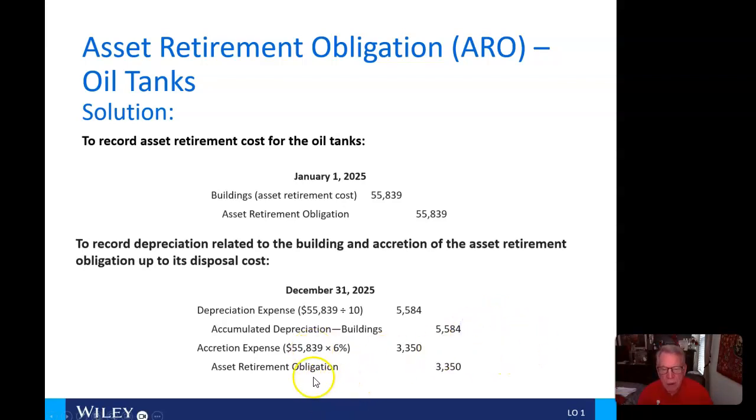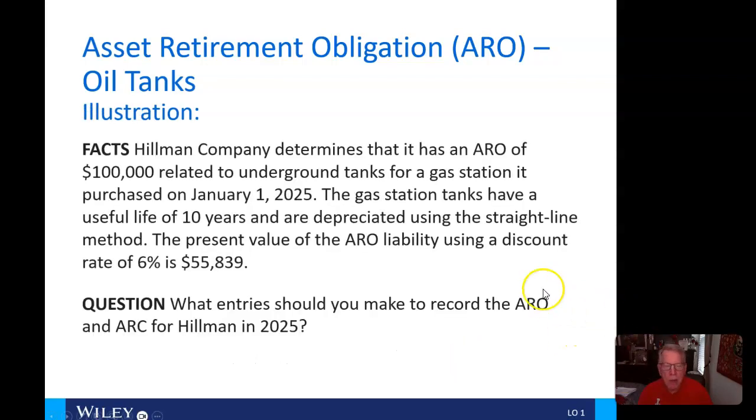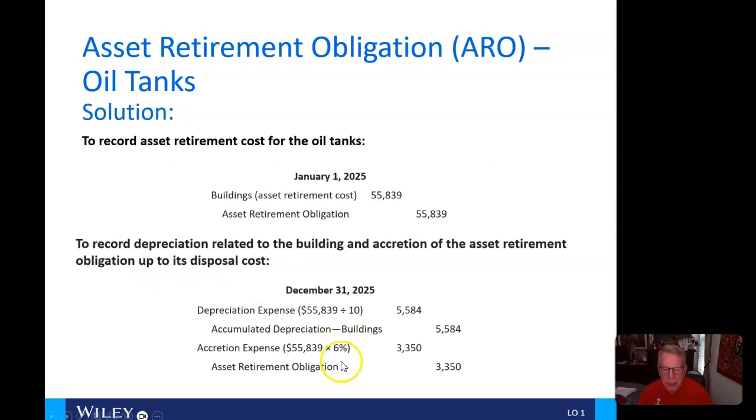Then we have 6% of the $55,839, which is $3,350, and then another credit to asset retirement obligation for $3,350. If I go back for a second, I want to make sure that you see that we're using this discount rate of 6% here, and that's where we get this 6% in the journal entry here.